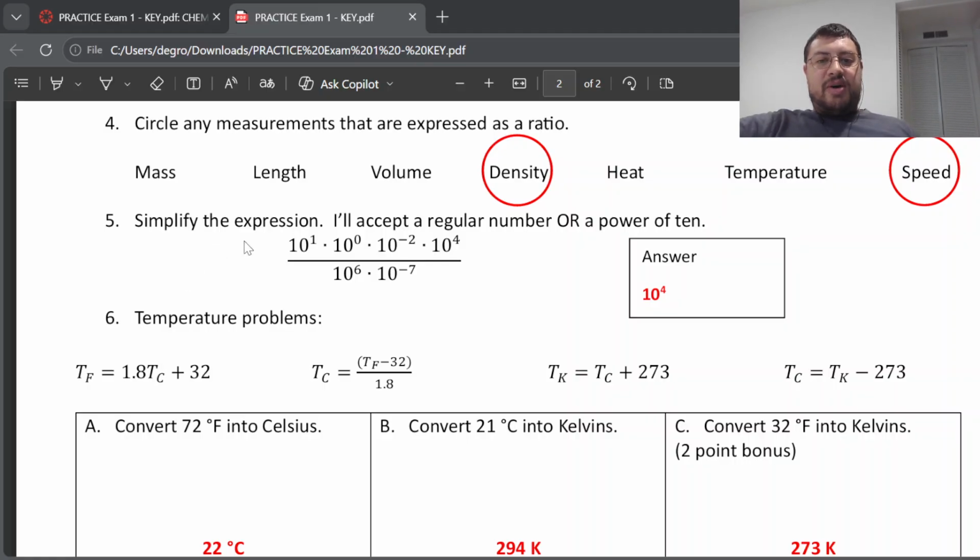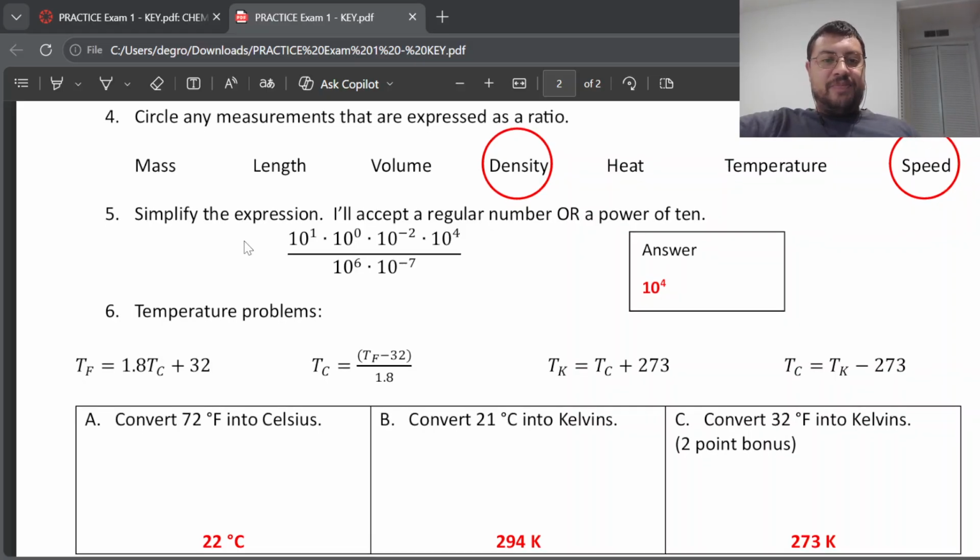All right, simplify the expression. I'll accept a regular number or a power of 10. So this sort of problem, my advice is to do it by hand on scratch paper and also type it into your calculator just to check your work. And the answer is 10 to the fourth power. If you got something other than 10 to the fourth power when you're doing it in your calculator, my advice would be to use parentheses in your calculator.